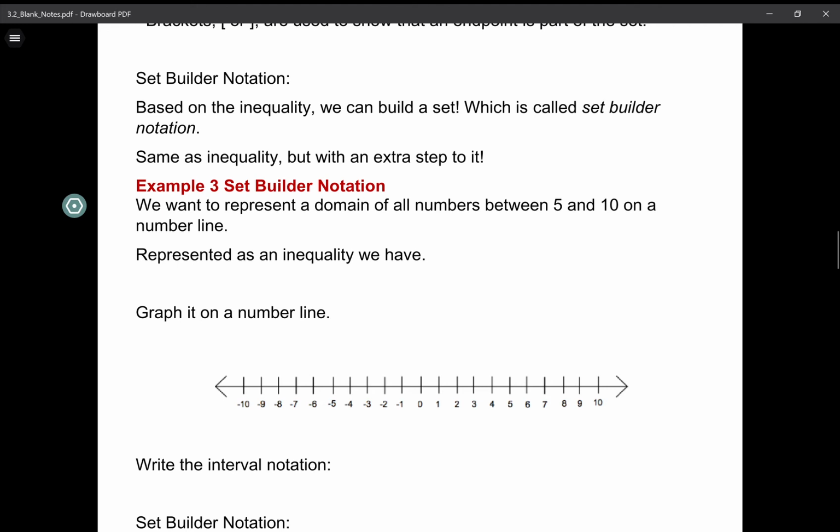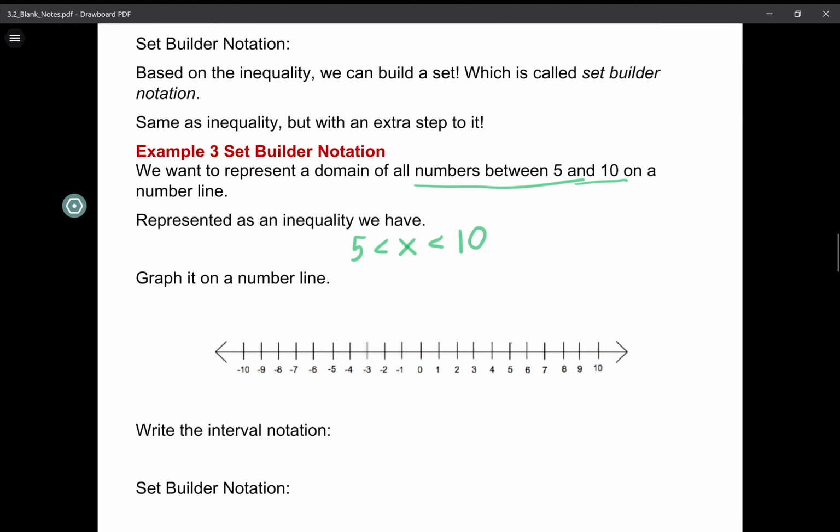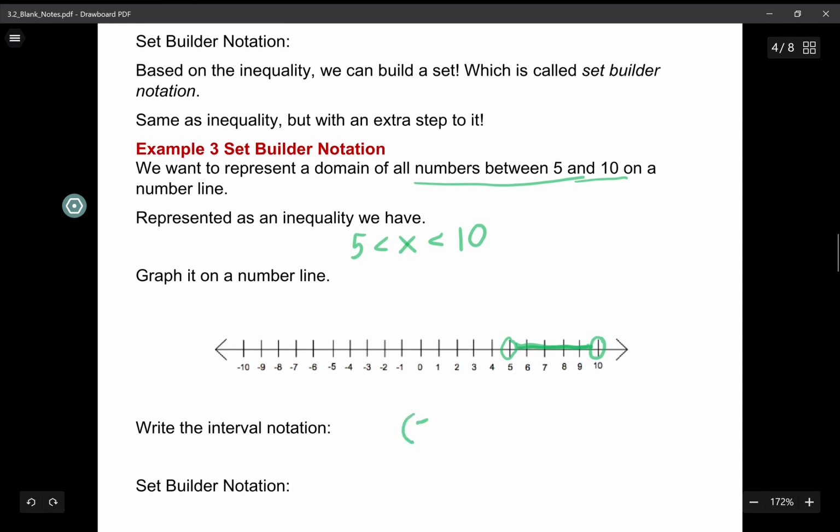So let's go ahead and practice with this example. We want to represent a domain of all numbers between 5 and 10 on a number line. And since it doesn't say including the endpoints, we're going to assume we are not including the endpoints. So for an inequality, we're going to have 5 is less than x is less than 10. All numbers between 5 and 10. Let's graph it on a number line. Here's 5, open circle, because it's not inclusive. 10, open circle. And we're going to include everything in between. Writing this in interval notation, our smallest number is 5, not including the endpoint. Our biggest number is 10, not including the endpoint, and we add a parenthesis.